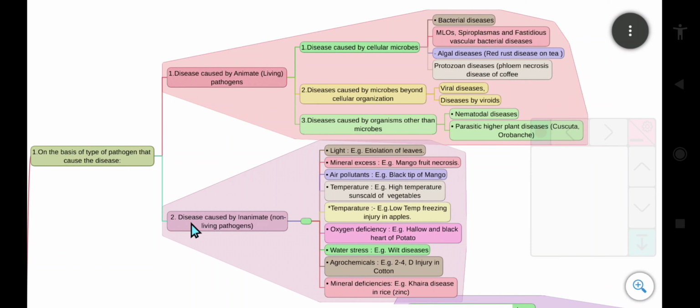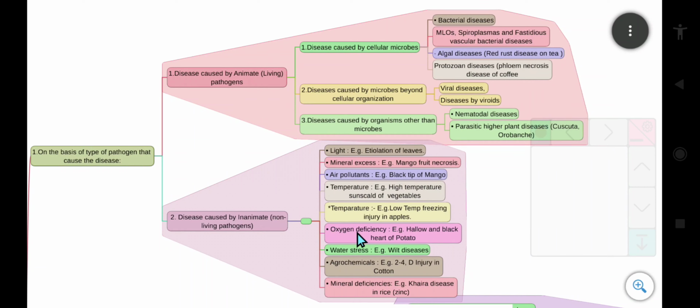And the second one is diseases caused by inanimate or non-living pathogens. In this, light, the example of this is etiolation of leaves. And second one is mineral excess. Its example is mango fruit necrosis. Third is air pollutants. Its example is black tip of mango. The fourth one is temperature. Its example is at higher temperature the sun scald of vegetables. Also temperature, at lower temperature the freezing injury in apples.